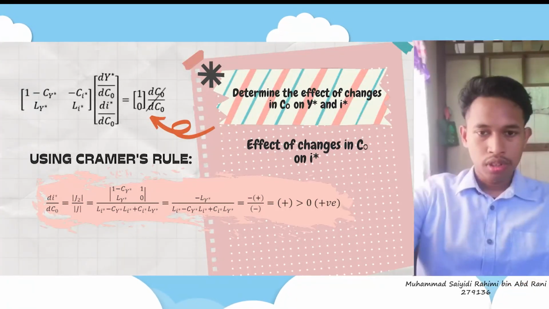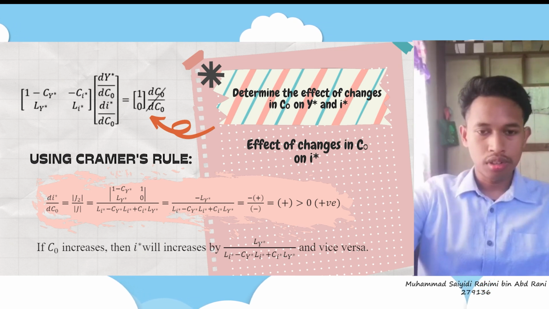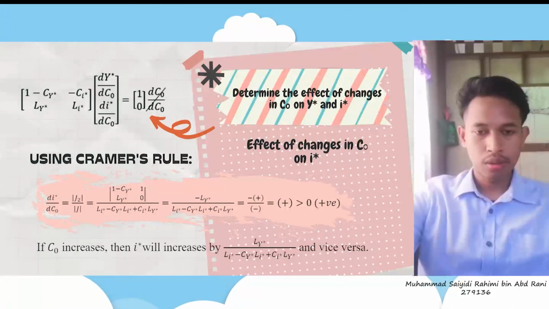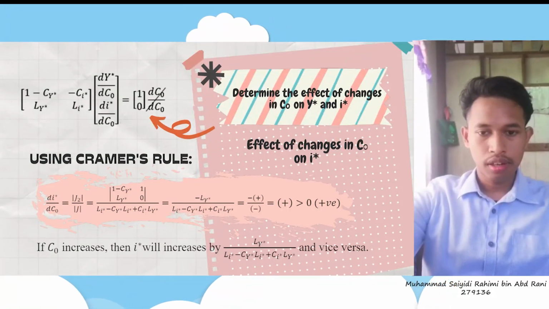To conclude, if C null increases, the I star also increases by negative Ly star over Li star minus Cy star Li star plus Ci star Ly star, and vice versa.